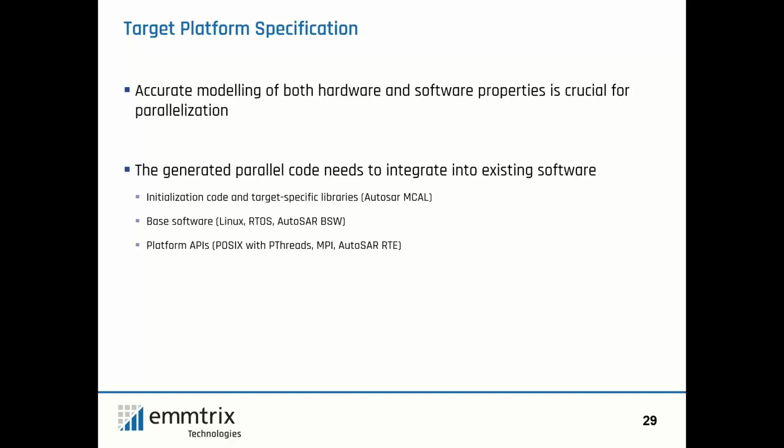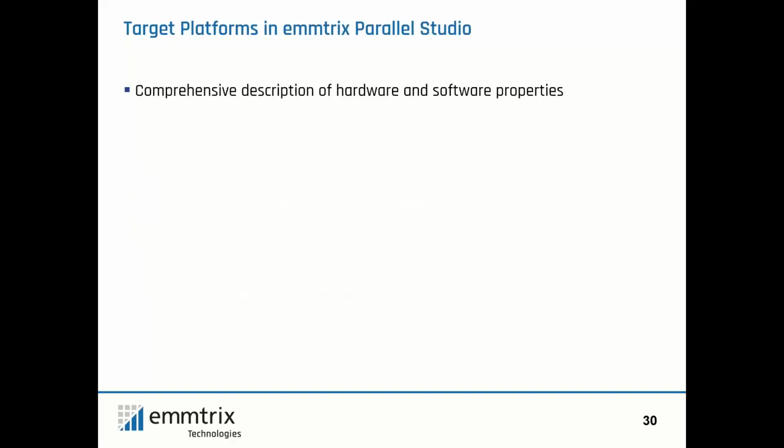It needs to call initialization code that is target specific, for example, from the AUTOSAR microcontroller abstraction layer. It has to interact with base software, may it be Linux API, an RTOS, or also the AUTOSAR based software. And it also needs to interact with platform APIs, for example, POSIX in the case of Linux, or MPI, or also with the AUTOSAR RTE. So this needs to be specified somewhere. And the question would be, how does the parallelization software get this information?